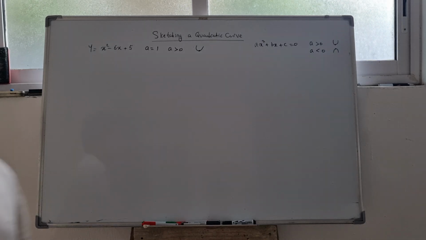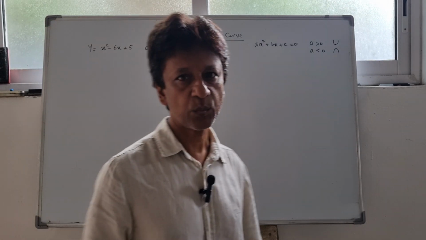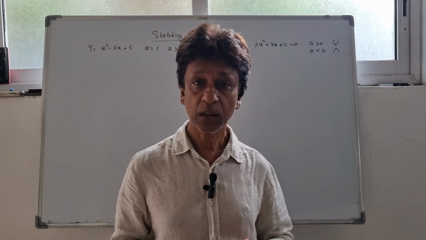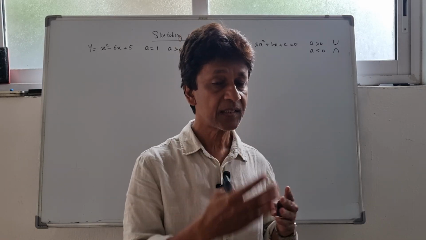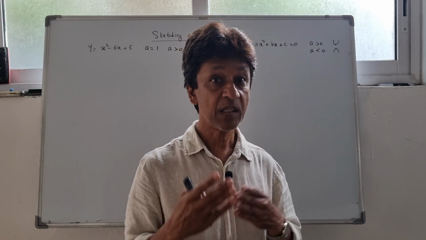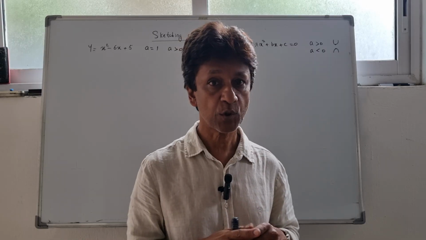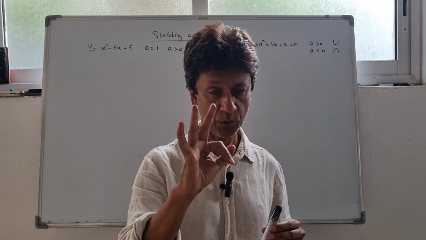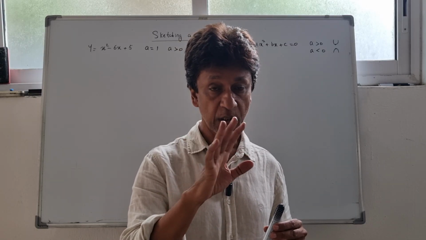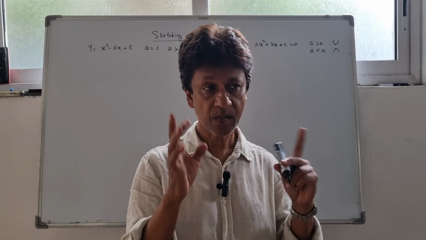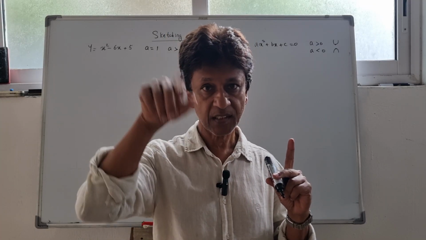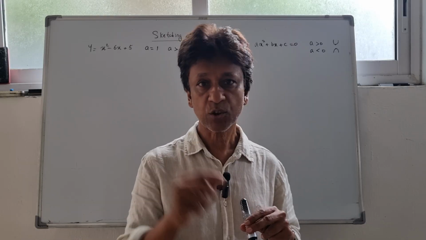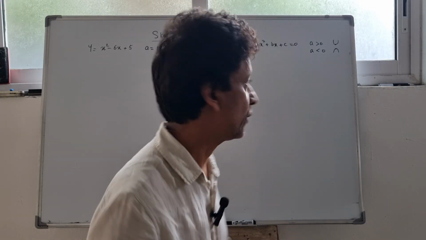Now, to be able to sketch a curve like this, what are the things that we need to know? We need to know where the curve is going to cross the x-axis, where the curve is going to cross the y-axis, and actually the minimum or the maximum point of the curve. So we have three things that we need to know: the roots of the equation, where they cross the x-axis, the y-axis as well, where the curve intercepts the y-axis, and the minimum or the maximum point of the curve.